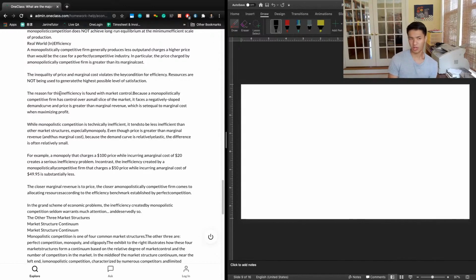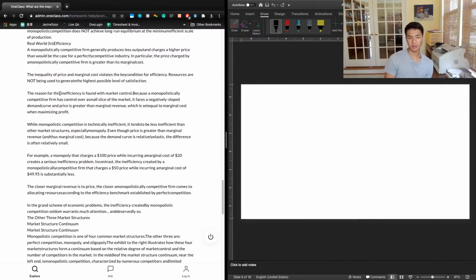In particular, the price charged by a monopolistically competitive firm is greater than its marginal cost. The inequality of price and marginal cost violates the key condition of efficiency. Resources are not being used to generate the highest possible level of satisfaction. The reason for this inefficiency is found with market control. Because a monopolistically competitive firm has control over a small slice of the market, it faces a negatively sloped demand curve, and price is greater than marginal revenue, which is set equal to marginal cost when maximizing profit.